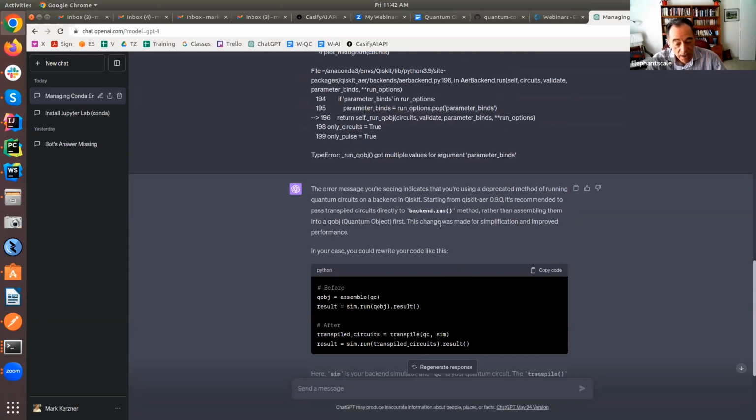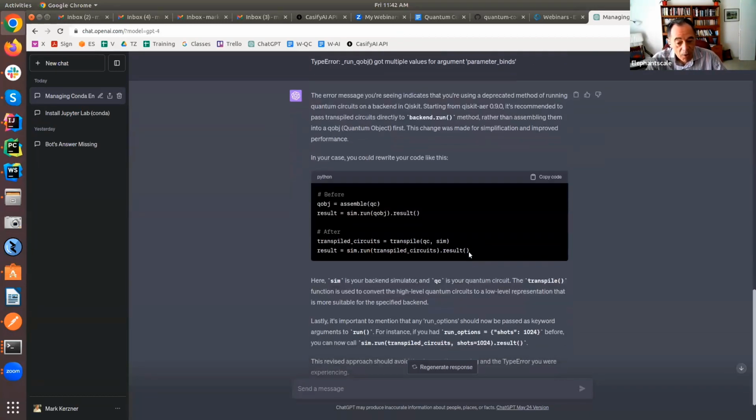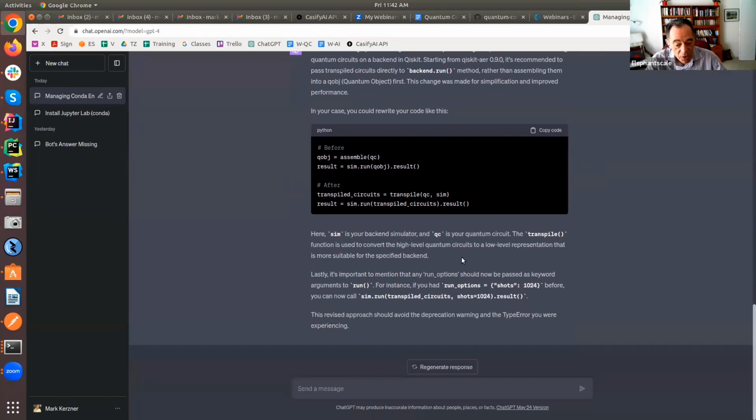So you have two ways. For a quick fix, you can go back to Qiskit before 0.9.0. Or, which of course is preferred, you can verify why it is that you have the wrong version of Qiskit and install the right one, and then it will run. Okay, so it says before, after. Well, let's try that.